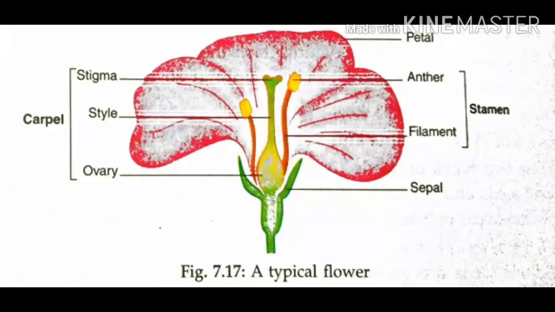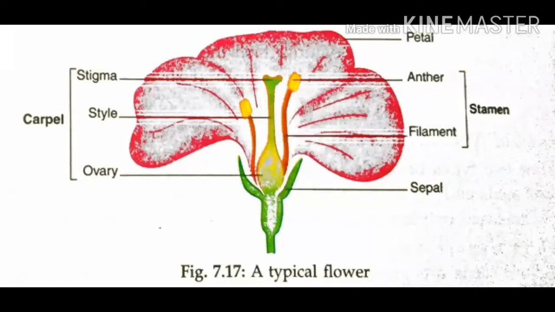Now we will see the structure of a flower. A typical flower has four important parts. First one is sepal. Second one, petals. Third one, stamens. Fourth one, carpels or pistil. These four are the main four parts of a flower.